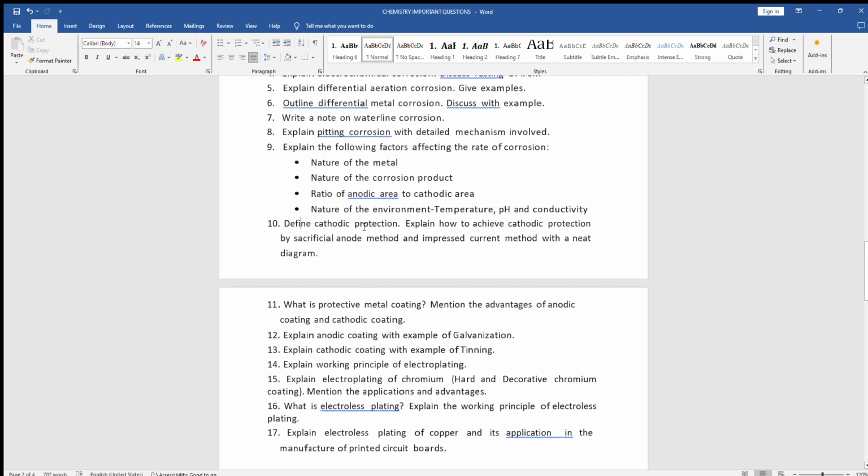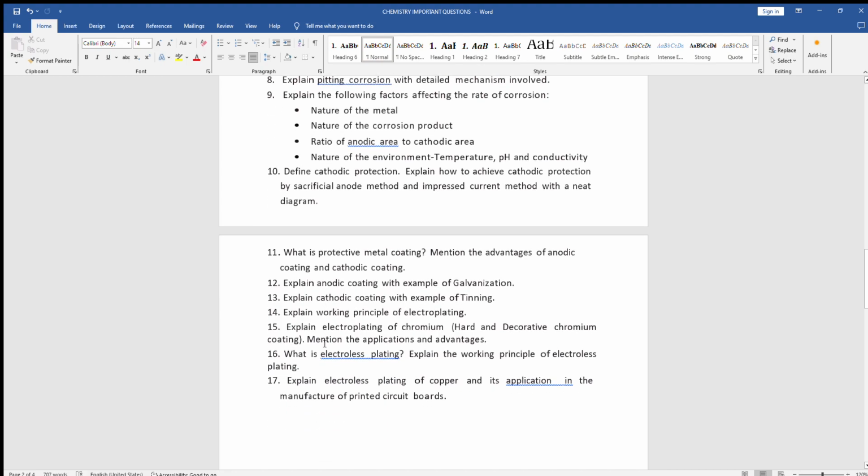Explain how to achieve cathodic protection by sacrificial anode method and impressed current method with a neat diagram. 11th one, what is protective metal coating? Mention the advantages of anodic coating and cathodic coating. 12th one, explain anodic coating with example of galvanization. 13th one, explain cathodic coating with example of tinning.